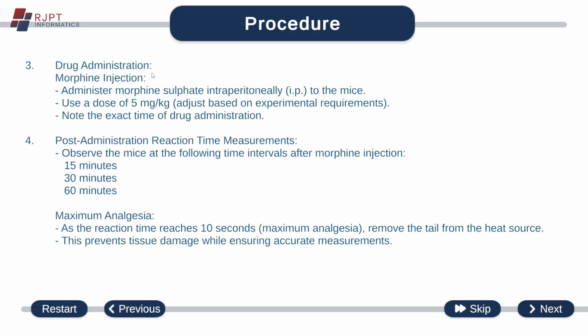Now the third step is the drug administration. We have to administer our drug morphine through injection. We will administer morphine sulfate intraperitoneally.